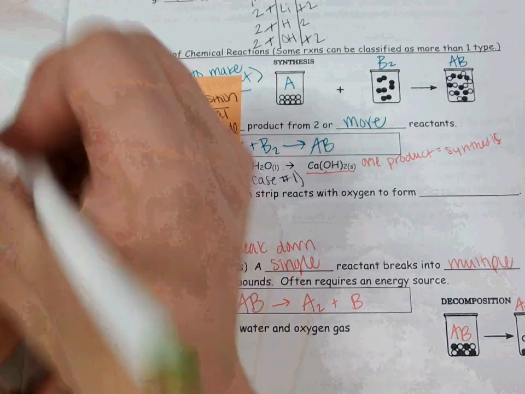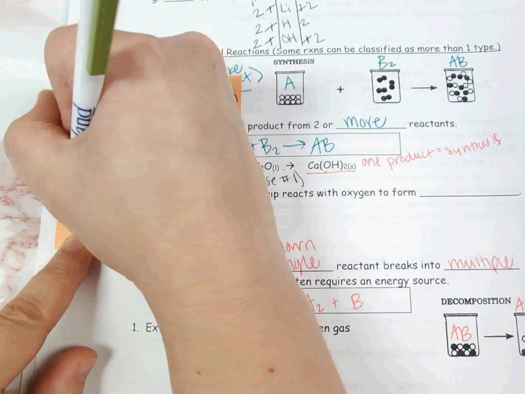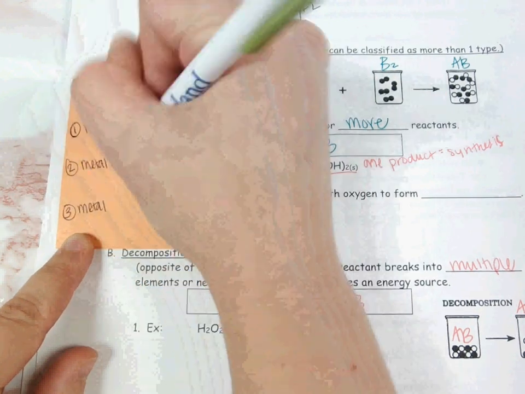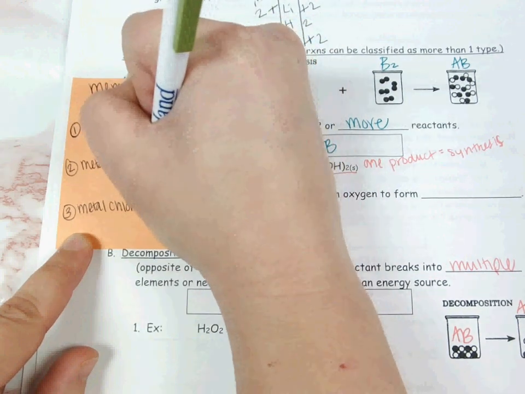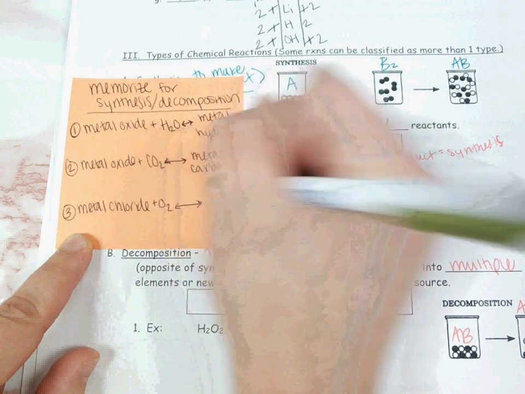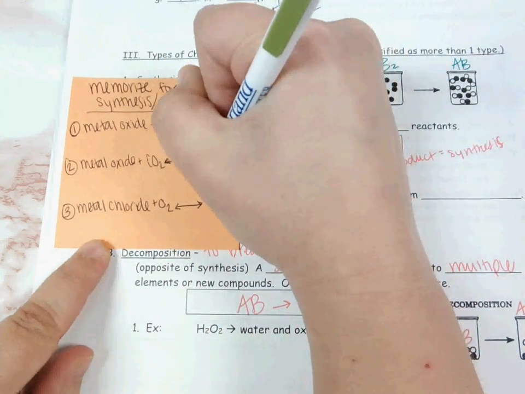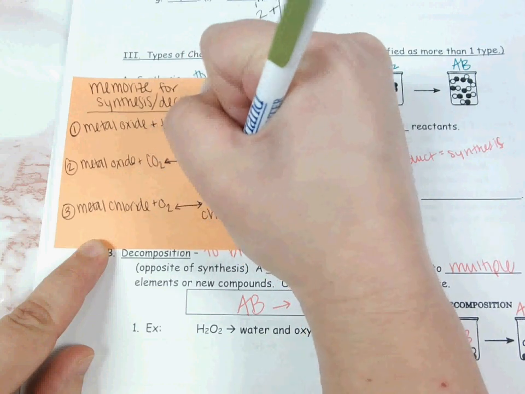And then the third special case is a metal chloride plus oxygen will make metal chlorate, CHLORATE.